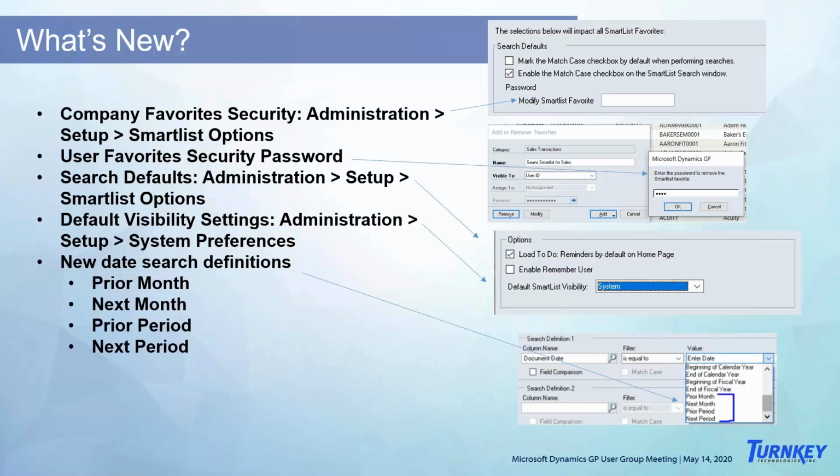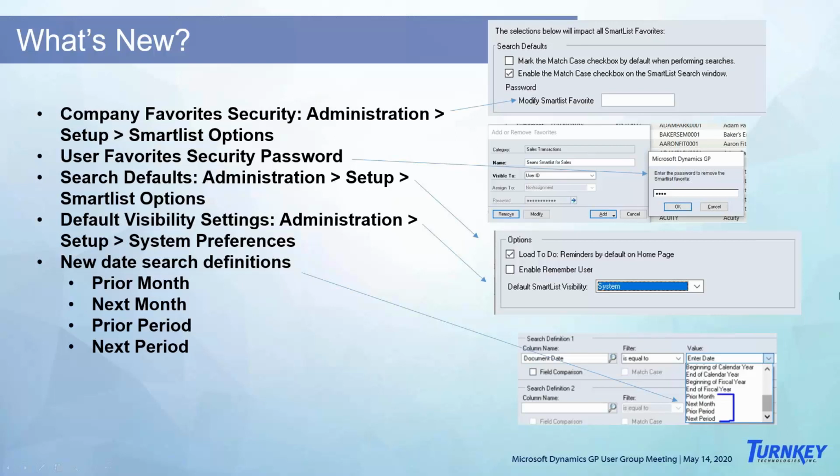The next one is the default visibility. I like this addition because anytime you add a new SmartList favorite, before this functionality was added, it would save it to the system, which meant that if you had 12 different company databases or even just one, all of a sudden Sean's SmartList for sales shows up for everyone. And in a month's time or shorter sometimes, you've got a cluttered mess of SmartList favorites out there for everyone to have to go through.